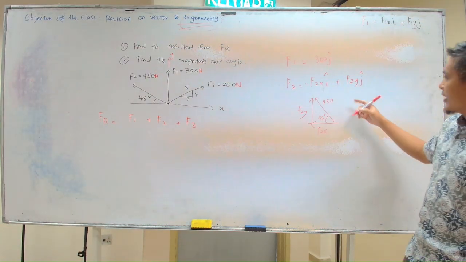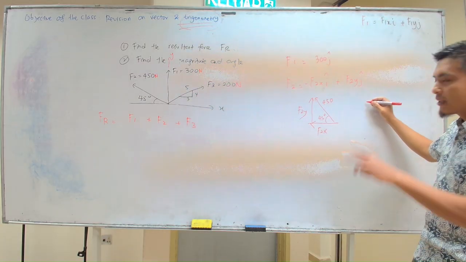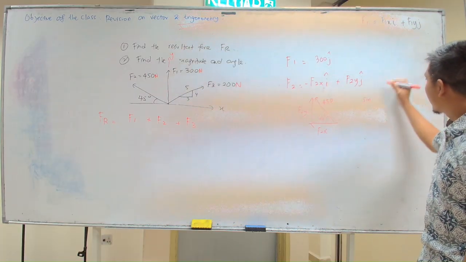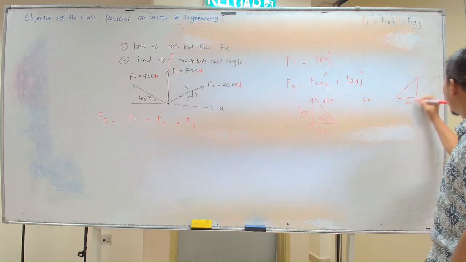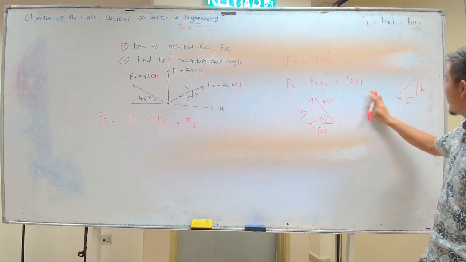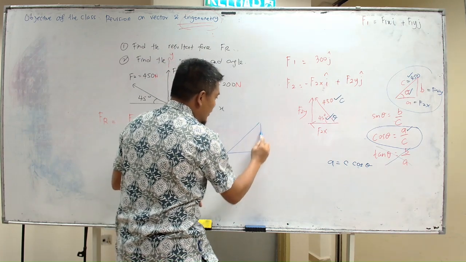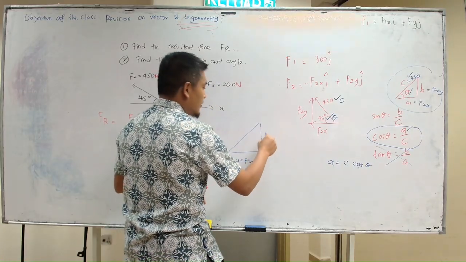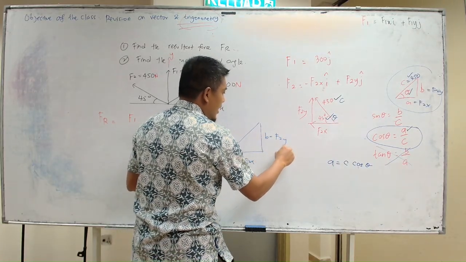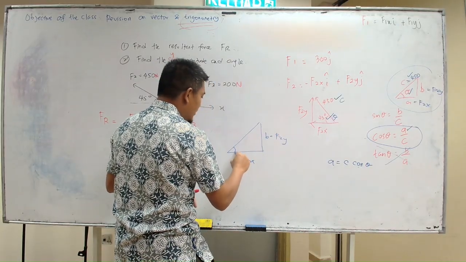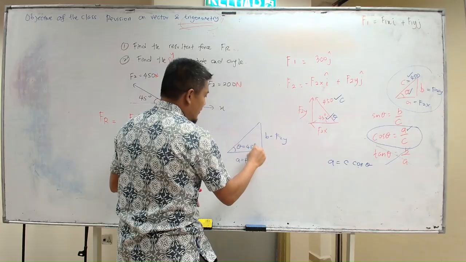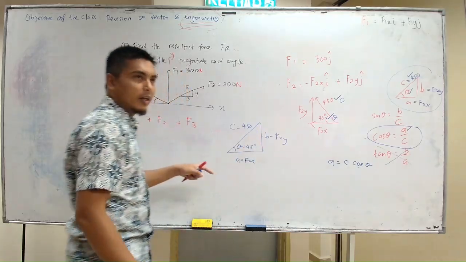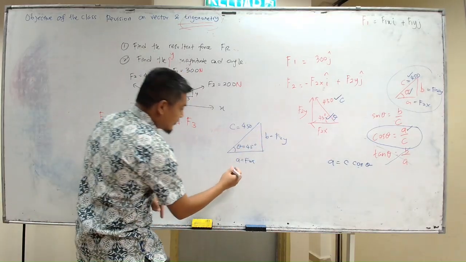So you still remember you have three formulas, which is sine. You have this one, A, B, C. Is it correct? A, B, C. Our trigonometry. A equal to F2x, B equal to F2y. This is theta, 45. C equal to 450.